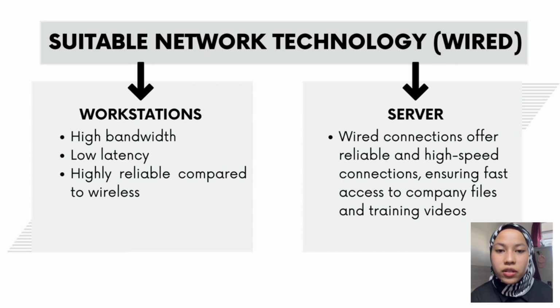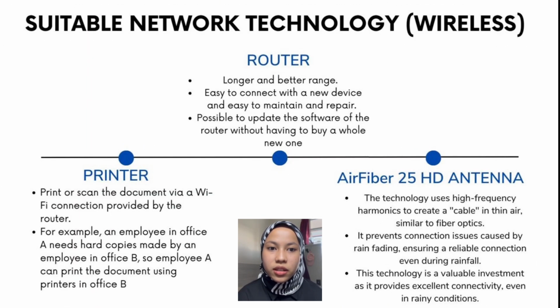For the first technology, we use wired workstations. This is because it provides high bandwidth, low latency, and it is more reliable compared to wireless connection. For the next technology, we use a wired server. A wired server or wired connections offer more reliable and high-speed connections, ensuring fast access to company files and training videos. The next technology is wireless router.